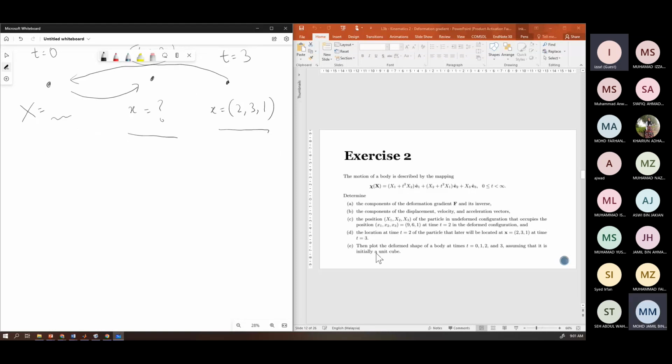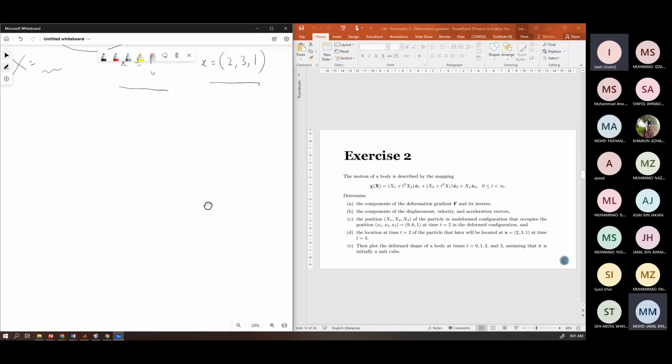And then question E, plot the deformed shape of a body at time 0, 1, 2, and 3, assuming that it is initially a unit cube. Okay, so yang ni agak susah sikit lah sebab kena lukis. So let's say you have a regular coordinate. So this is x1, x2, and then x3. Okay, so firstly you draw a unit cube. Okay, a unit cube means dia punya length equals 1. Okay, so point here equals 1, point here equals 1, and point here also equals 1. And then label setiap point.